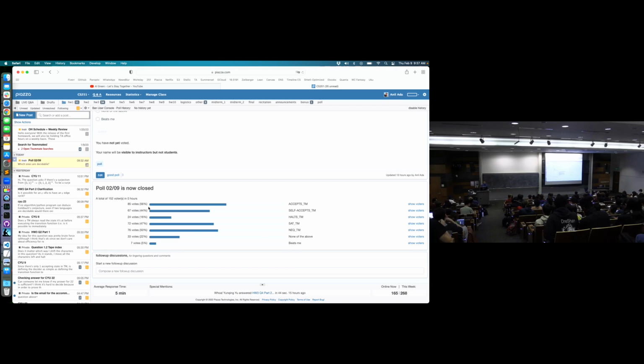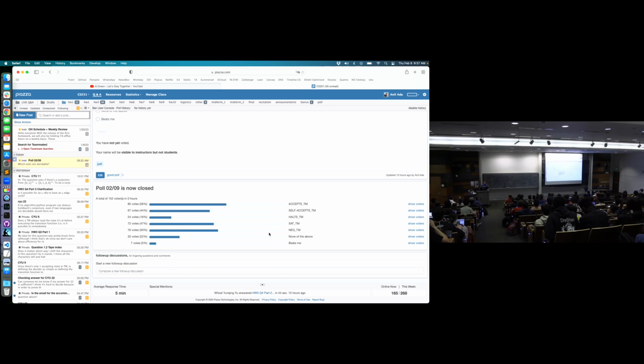Okay, so a lot of you, more than half of you, think accepts is decidable. About half think self-accepts is decidable. Only 16% think halts is decidable. So I'm assuming that you've somehow heard that the halting problem is undecidable. That's good. About half of you think SAT TM, and half of you think not equal TM. And only 20% think none of the above.